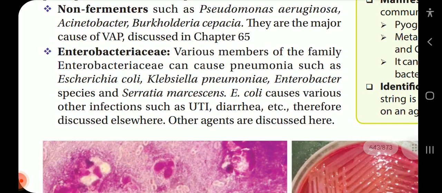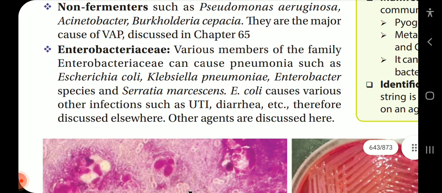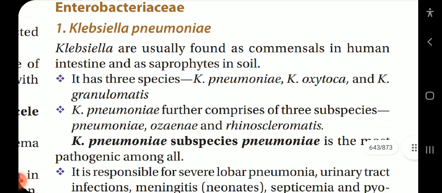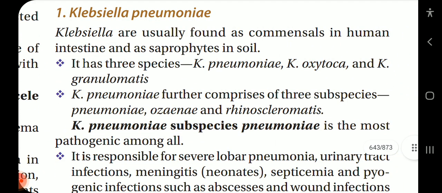Enterobacteriaceae: various members of the family Enterobacteriaceae can cause pneumonia, such as E. coli, Klebsiella pneumoniae, Enterobacter species, and Serratia marcescens. E. coli causes various other infections such as UTI, diarrhea, etc. Therefore, it is discussed elsewhere. Other agents are discussed here. Of the members of Enterobacteriaceae, first, Klebsiella pneumoniae.